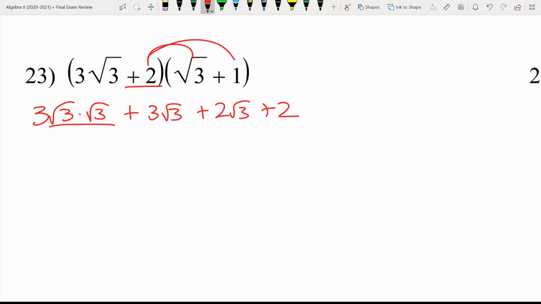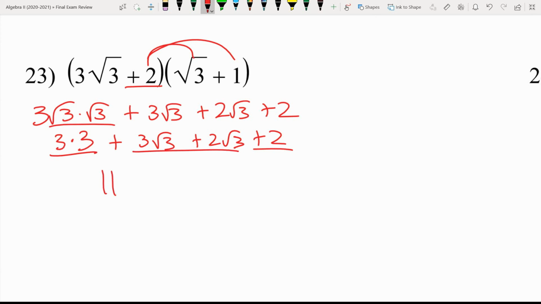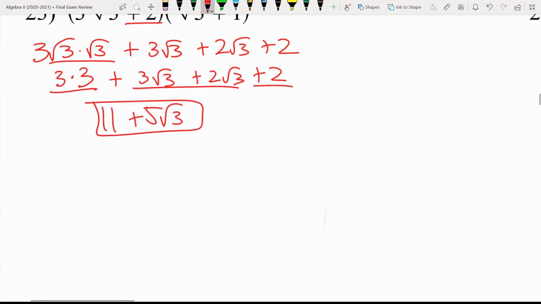There's that situation there again of a square root times itself. So that here just turns into 3. So we got 3 times 3 plus 3 square root of 3 plus 2 square root of 3 plus 2. This is going to be 9, and I'll add that to the 2, makes 11. These two in the middle can get together. 3 plus 2 is 5 square root of 3, because those are both common terms there, like terms.